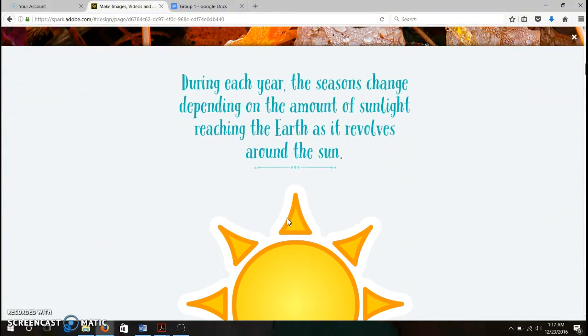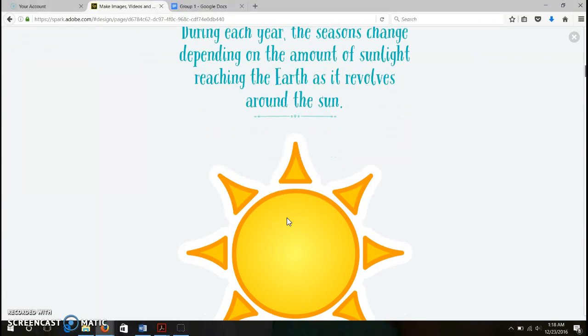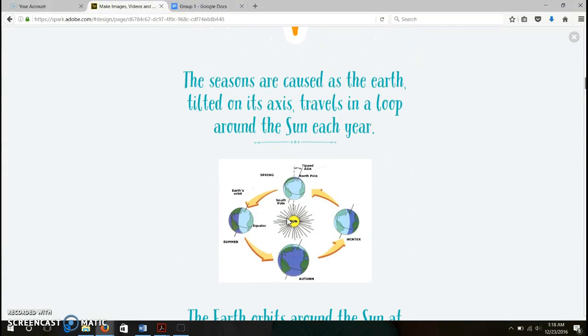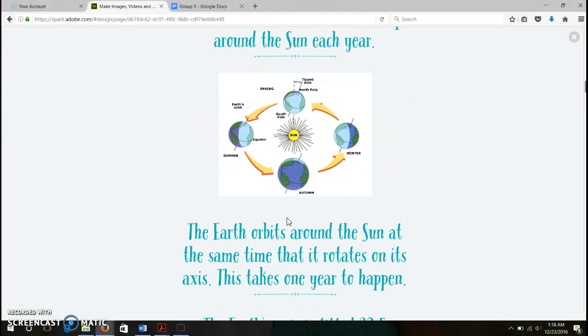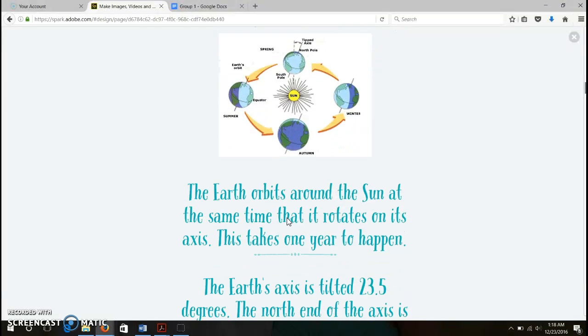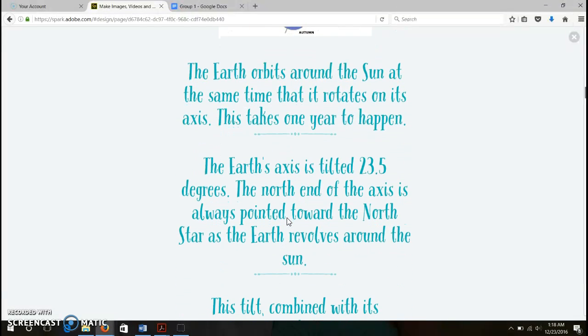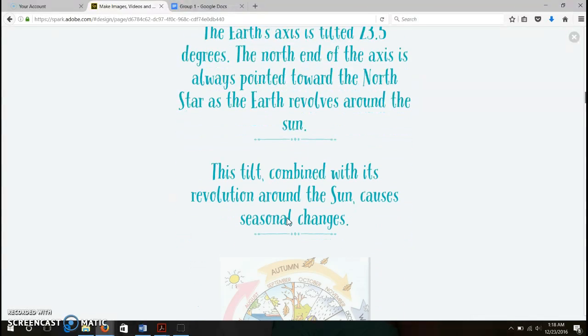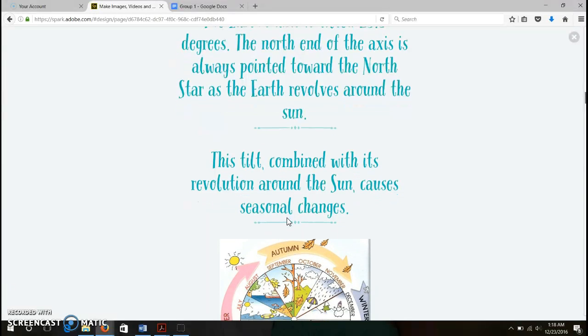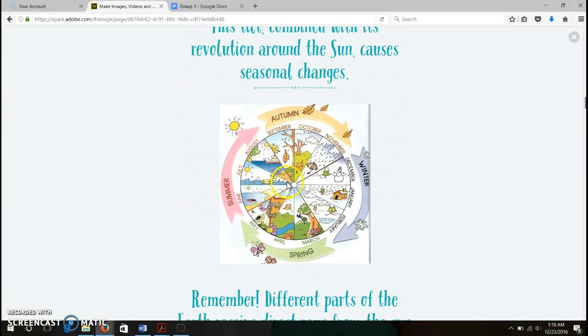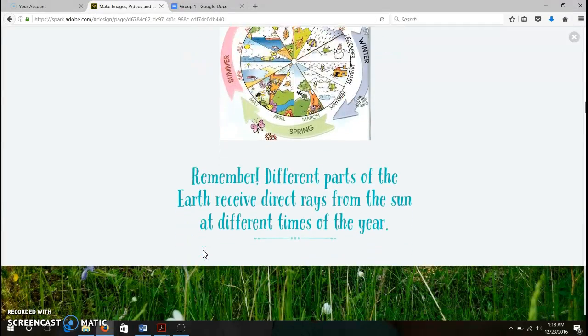In the beginning of my Adobe Spark presentation, I talk about how the seasons change depending on the amount of sunlight reaching the Earth as it revolves around the Sun. Here I just give key facts about the Earth's tilted axis and how it revolves around the Sun each year. I also gave that it was tilted about 23.5 degrees and how this tilt combined with its revolution around the Sun causes the seasonal changes. I also provided pictures so that it's easier for the students to see what is happening.